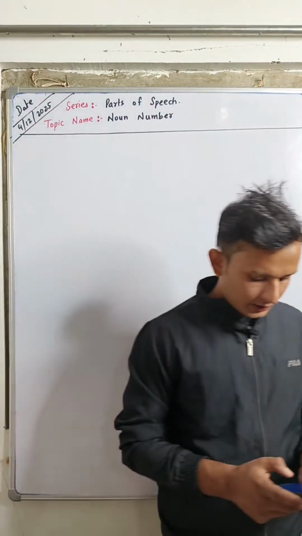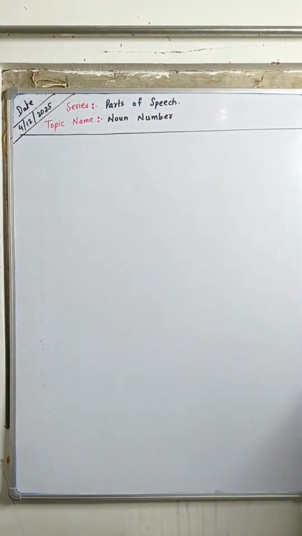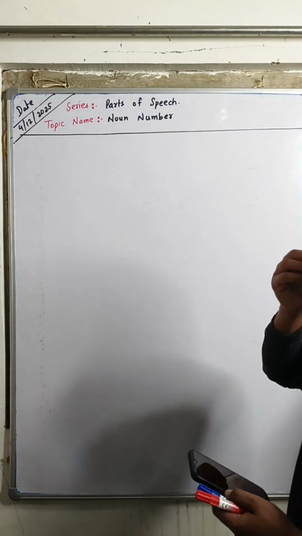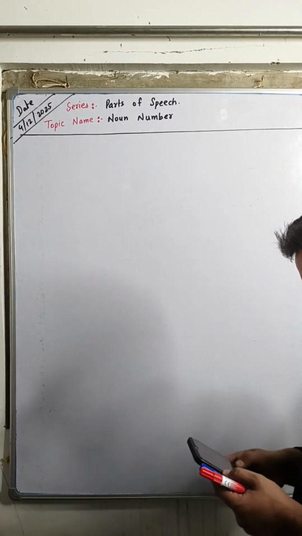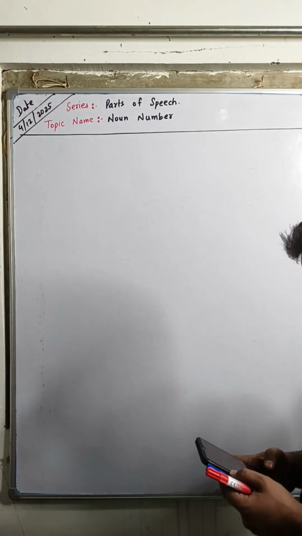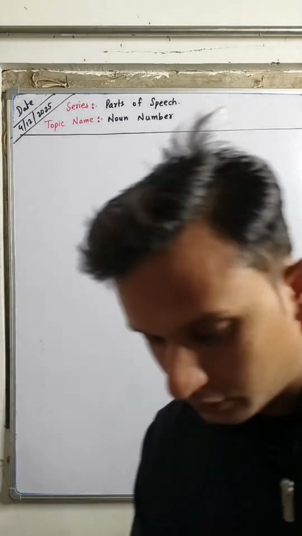As we have started this topic, noun number, we have learned four important rules on how to form a plural. So today we will learn the rest of the rules. Okay.